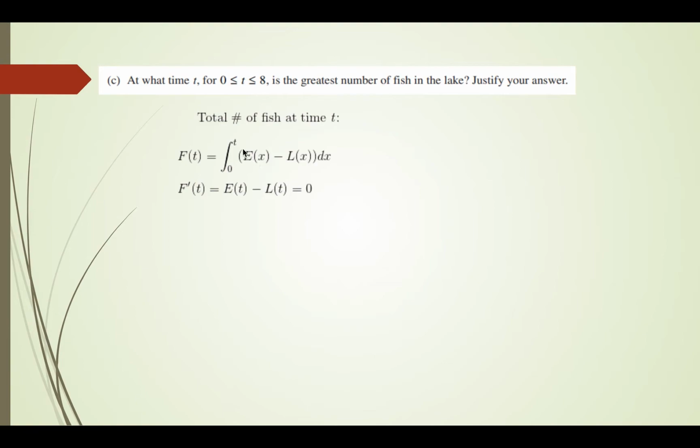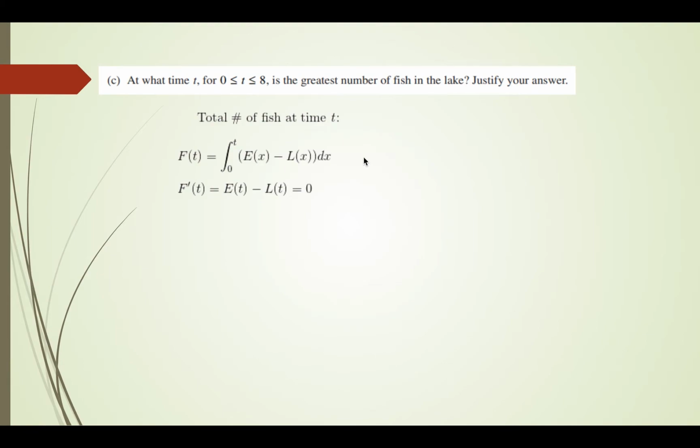Now the reason that works is because all we're doing here is integrating the function E, and integrating E, we've already discussed, is going to tell you how many fish have entered the lake. And then you're going to subtract and integrate L, which is going to tell you how many fish have left the lake. So all we're doing here is saying this number of fish have entered. We're going to subtract the number of fish that have left, and that should tell us how many fish we have in the lake currently.